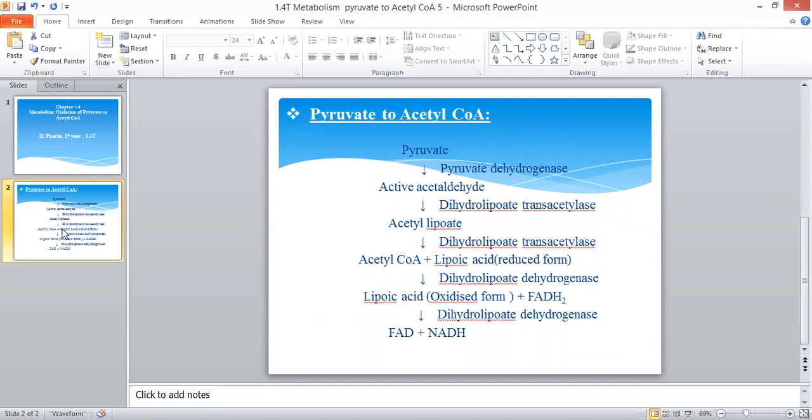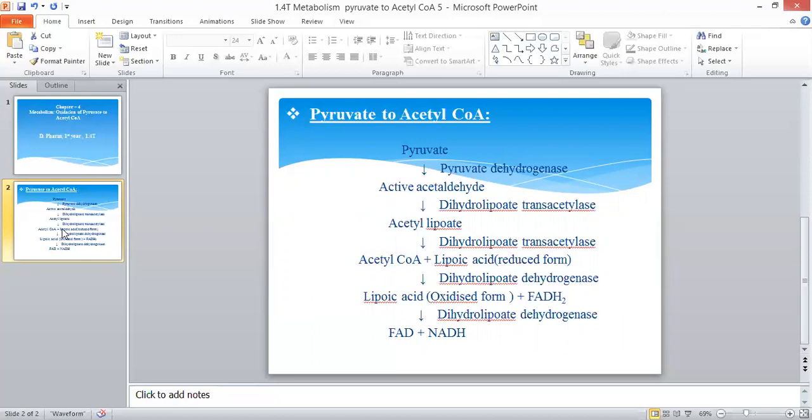Now, the second step, active acetaldehyde to acetyl lipoate. Active acetaldehyde combines with the oxidized form of lipoic acid to form acetyl lipoate. This reaction is catalyzed by the enzyme dihydrolipoate transacetylase.